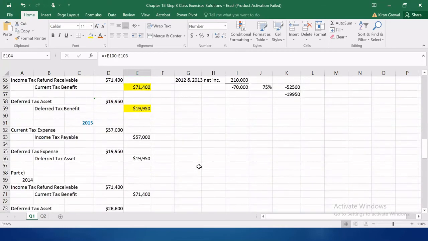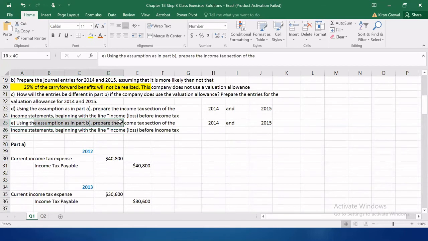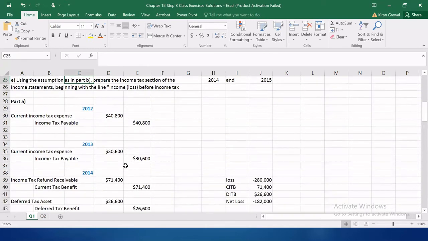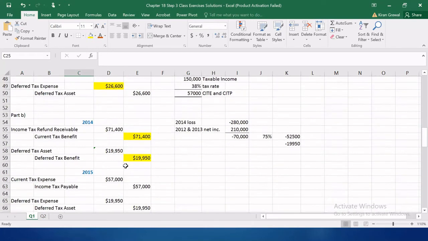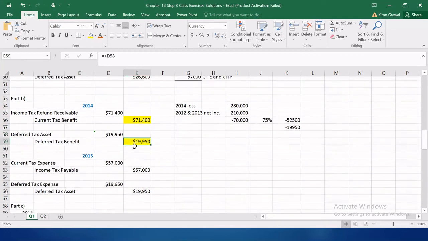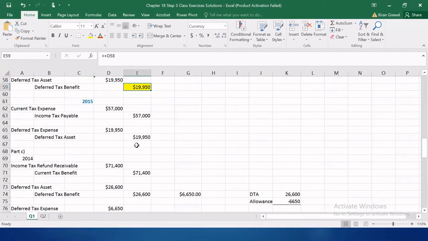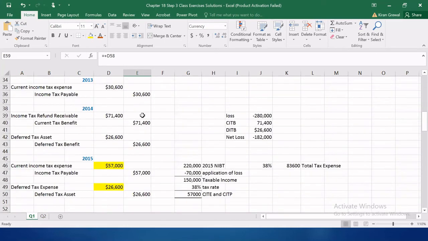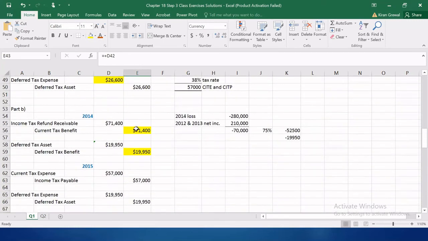And then lastly, part E says, using the assumption in part B, prepare the income tax section for 2014 and 2015. Okay, so we do the same thing. We just look at what are the journal entries that we did in part B, what hit the tax expense, and then put that in your income statement presentation. So part B, I'm sorry, I was showing the wrong thing. Sorry, for part D, we should have been looking at these numbers here. Sorry. And then for part E, we're looking at these numbers.